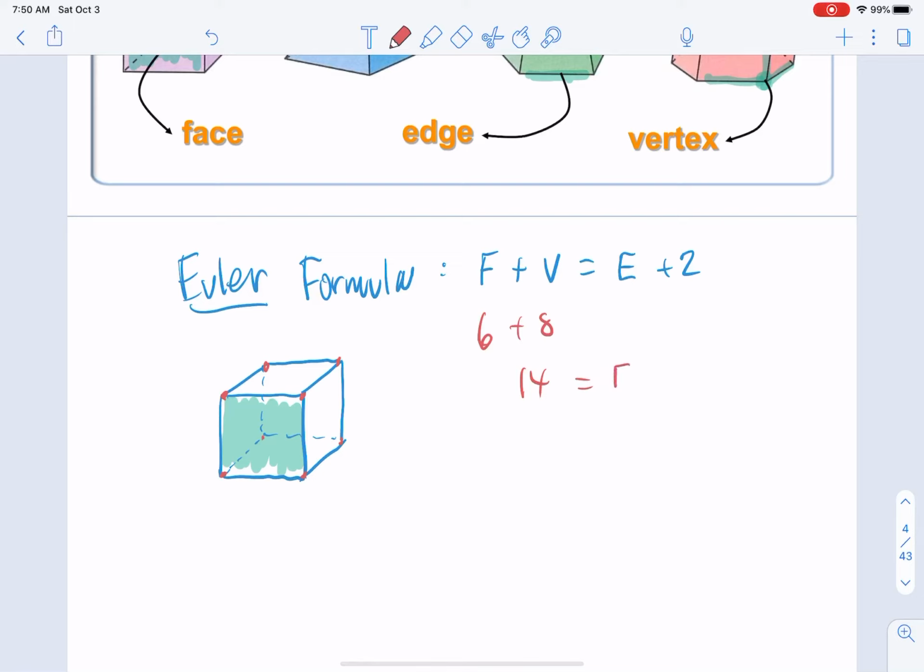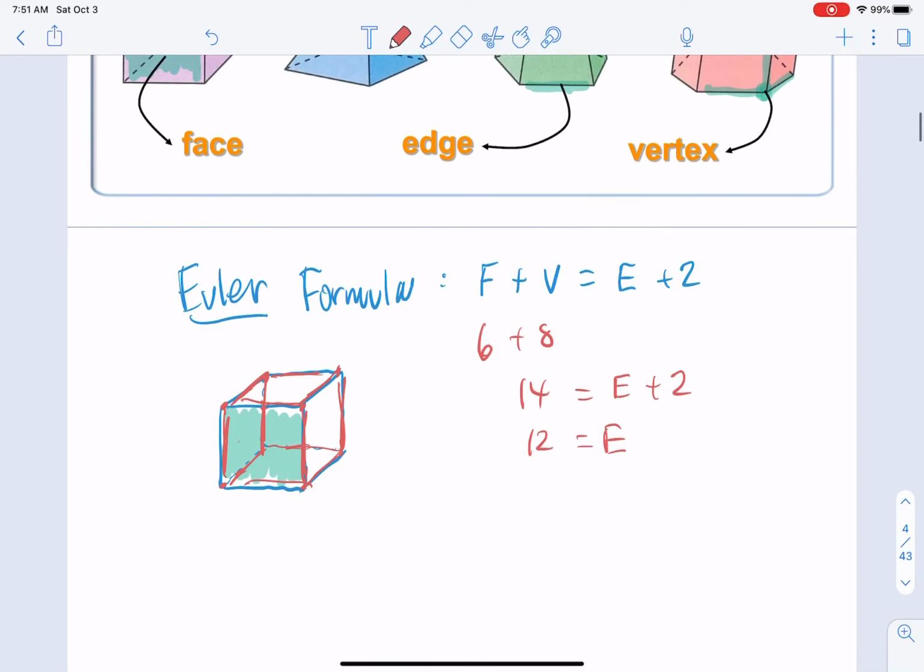14 should be equal to the number of edges plus 2 more. Well, let's subtract that 2 from both sides. We'd have 12 edges. That's what we should have. Do we have 12 edges? Well, the top square has 4 of them, of course, but so does the bottom square. It has 4 of them. So that's 8 so far. And then all of these things that are called lateral edges, we have 4 more of those for a total of 12. What a smart guy that was.